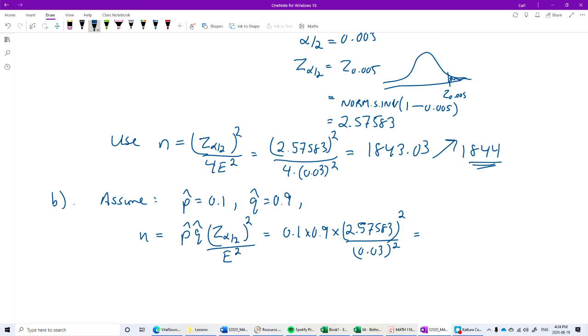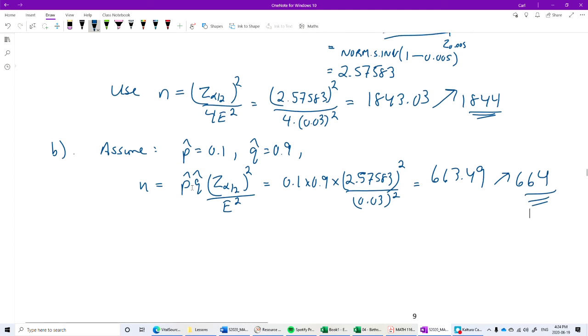What do you think it's going to be, smaller or larger? Remember, the other one is what we call the safe estimate. So this is the more accurate estimate. So the safe estimate should be bigger, so we should get a smaller number here. 663.49, which we're going to round up to 664.